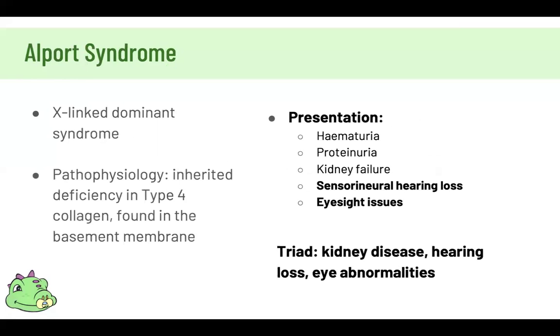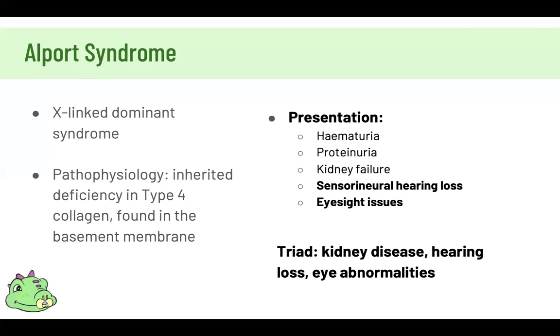Cool. Alport syndrome, this is very buzzwordy again. So this is an X-linked dominant syndrome. Essentially the pathophys is that there is a deficiency in type 4 collagen, which is mainly found in the basement membrane. As a result, having a deficiency can cause leakage into the urine. So this will present classically with sensorineural hearing loss and eyesight issues, as well as symptoms of kidney disease, so hematuria, proteinuria, and kidney failure.